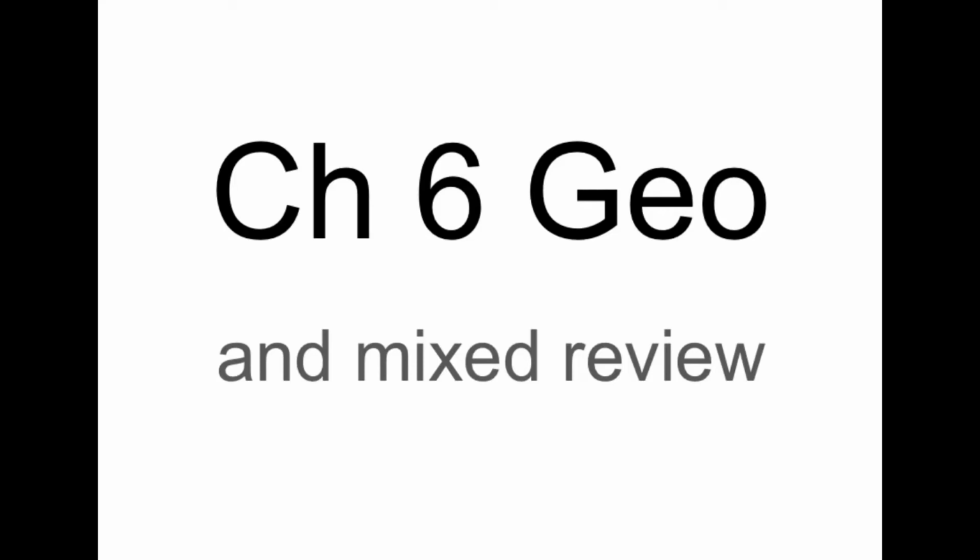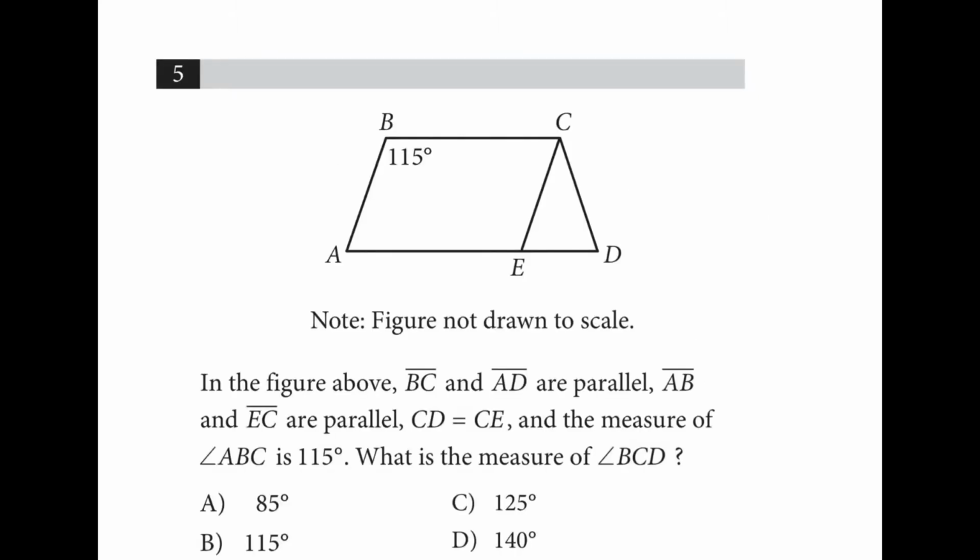In this video, we'll go over the PSAT questions from Chapter 6 and some mixed reviews from previous chapters. This first one, we're told that BC and AD are parallel, and we're also told that AB and EC are parallel. And they tell us further that CD and CE are congruent.